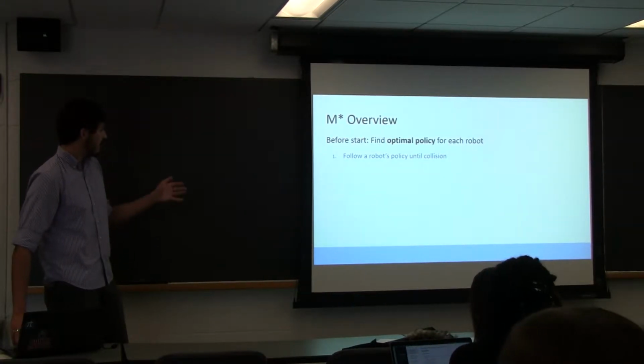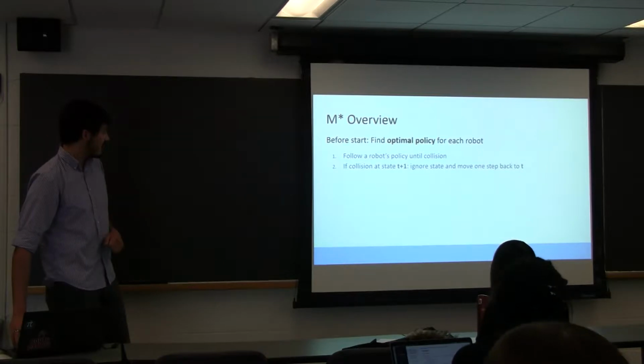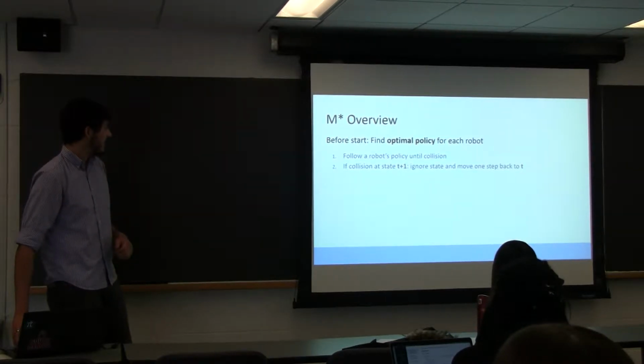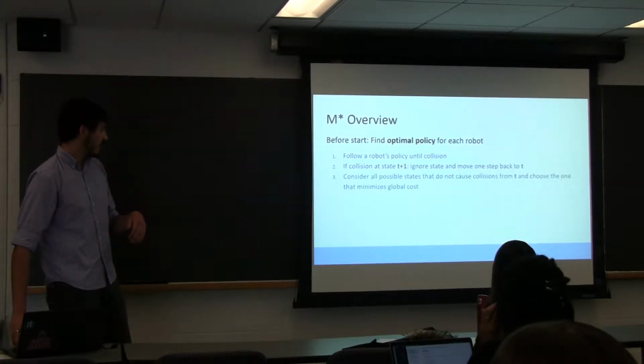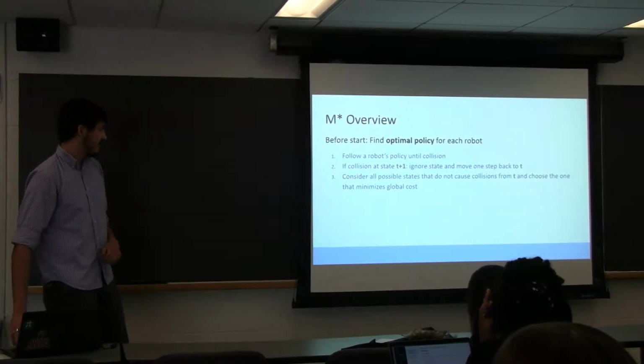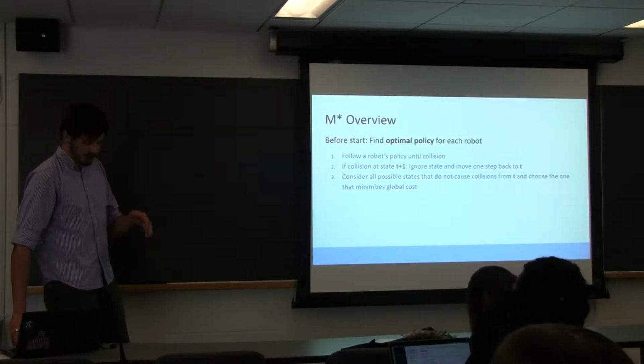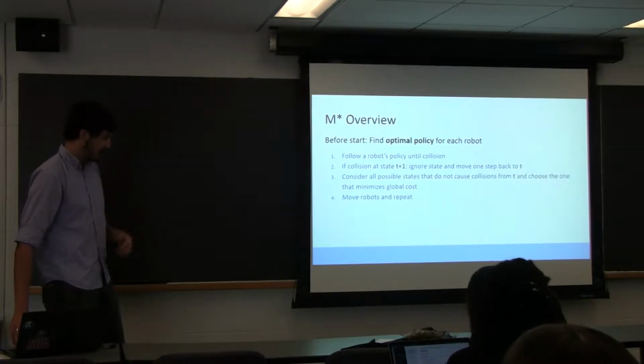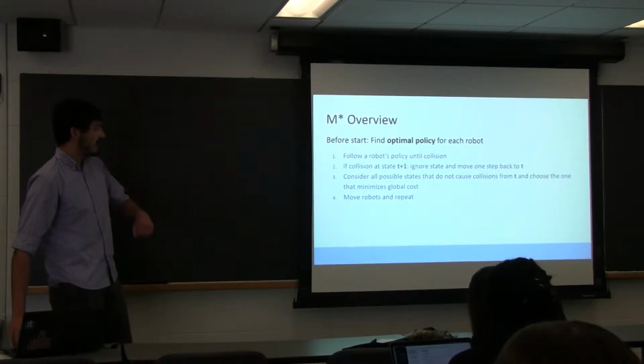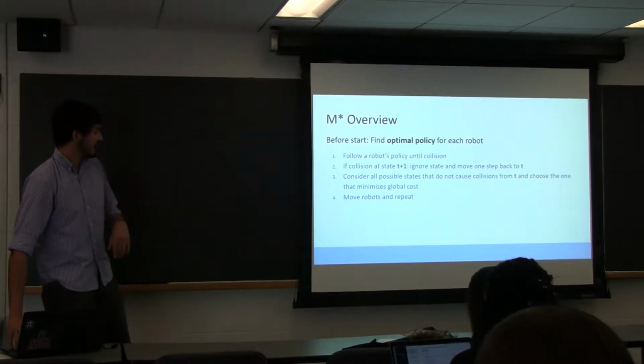So, according to the algorithm, if there's a collision at state t plus 1, or step t plus 1, you ignore that state, move back one step, consider all possible states that do not cause collisions, and choose the one that minimizes global cost. Move the robots and repeat. So this is where the important key concepts, or key terms for the algorithm, are going to come in.